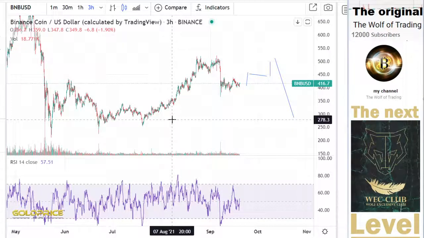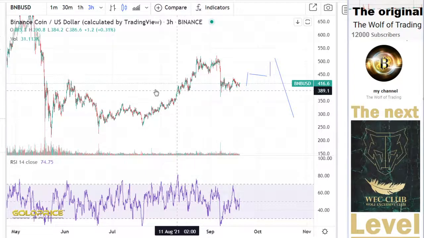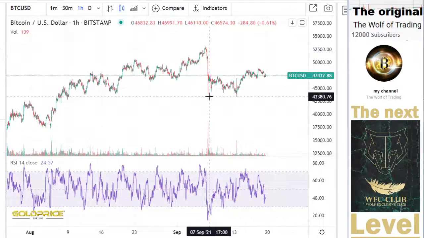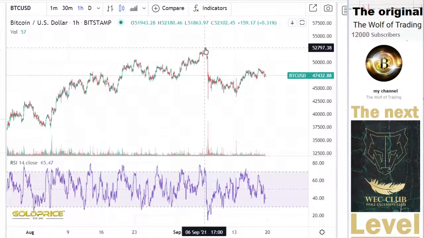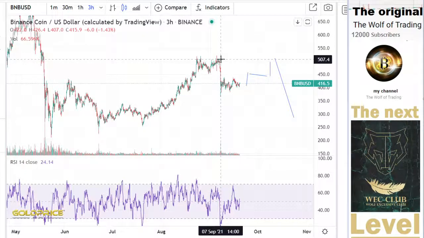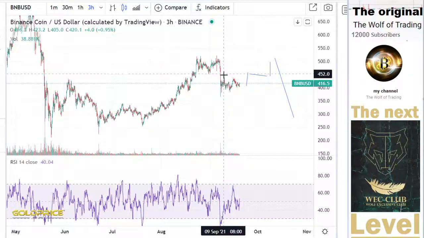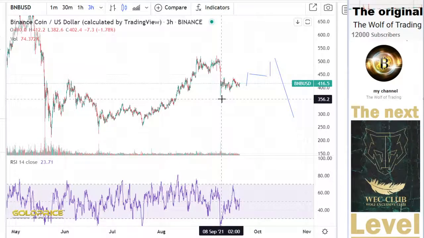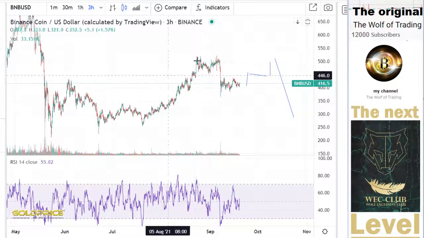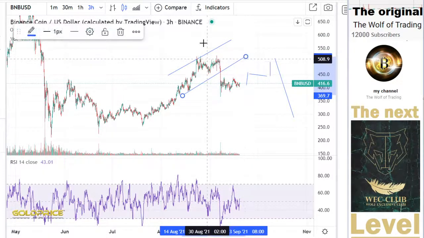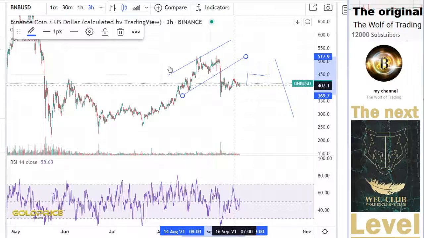If I look at this here and compare this with Bitcoin, you can see that we have a fall of 10,000 points. If I look at BNB, we have nearly a fall of 140. That means the rising trend was this here, and you can see we fall here to the downside.